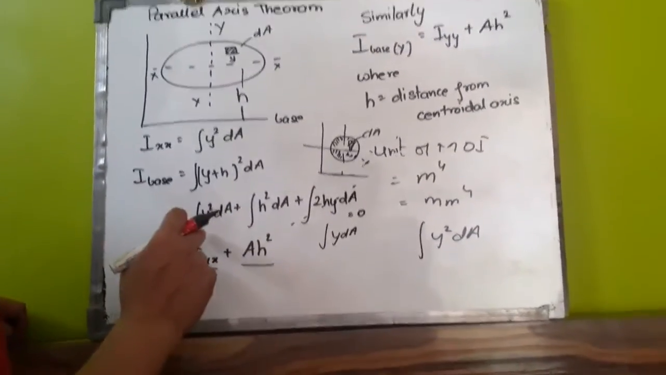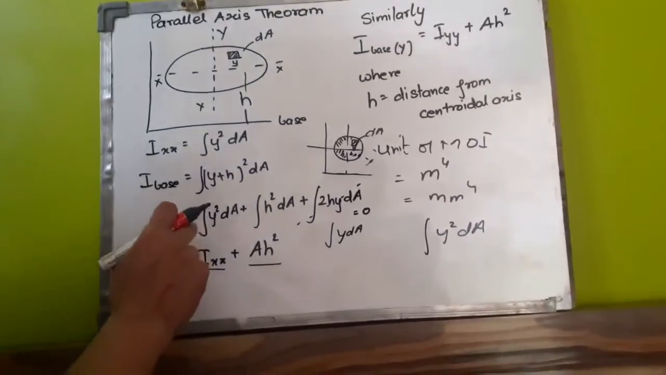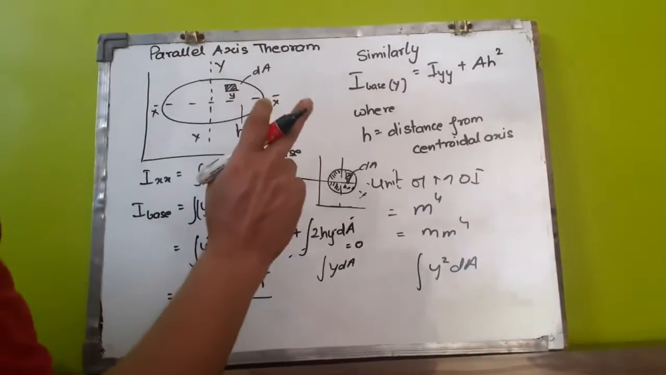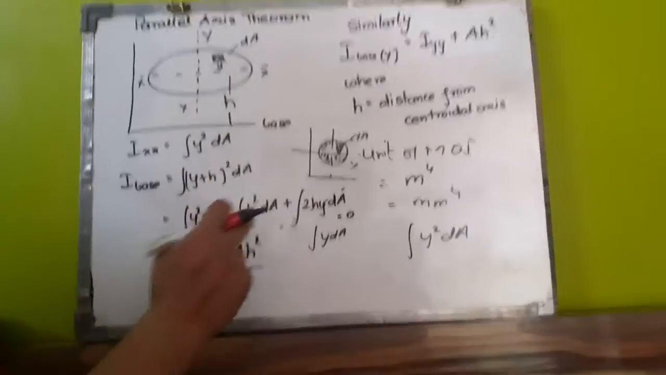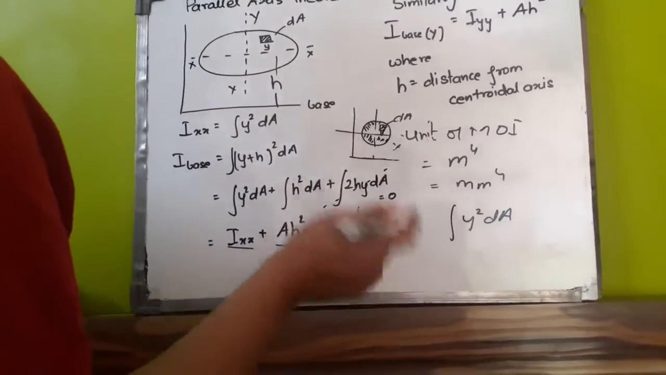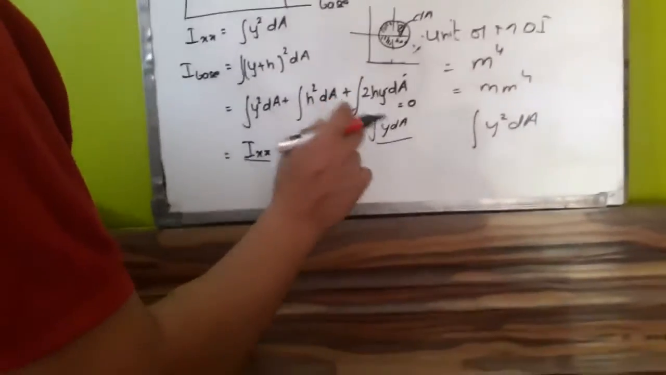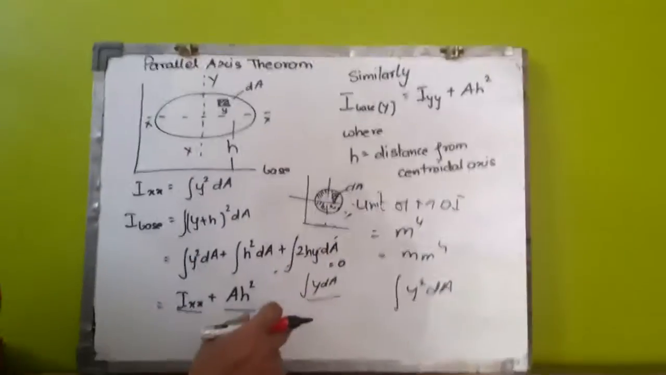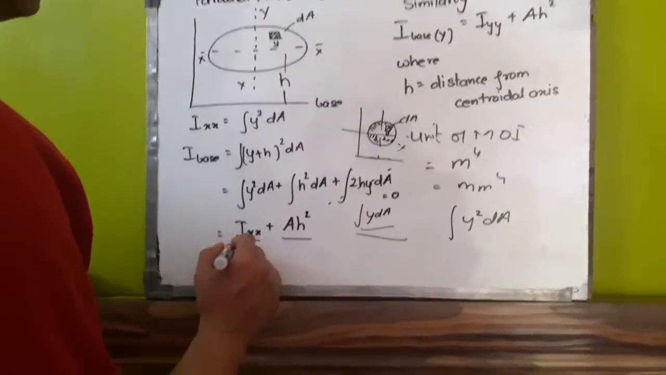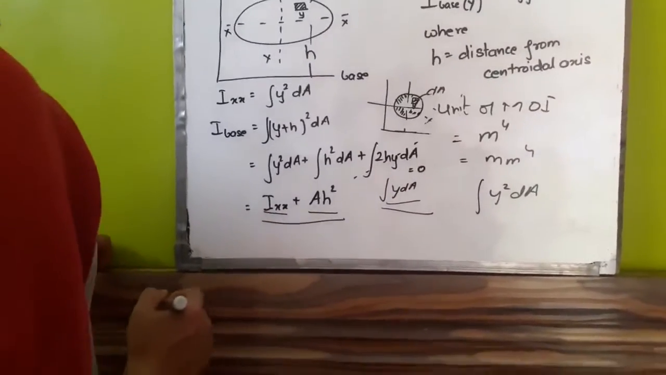So this is why integral y square dA does not come out to be 0, whereas integral y dA about the centroidal axis is 0. If this is calculated about some other axis, it won't be 0. If this is calculated about the centroidal axis, this is 0. So you get this value as 0, you are left with Ixx plus Ah square.